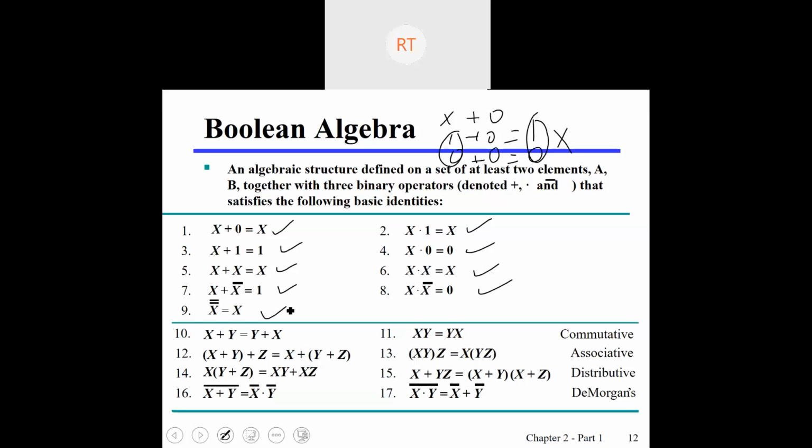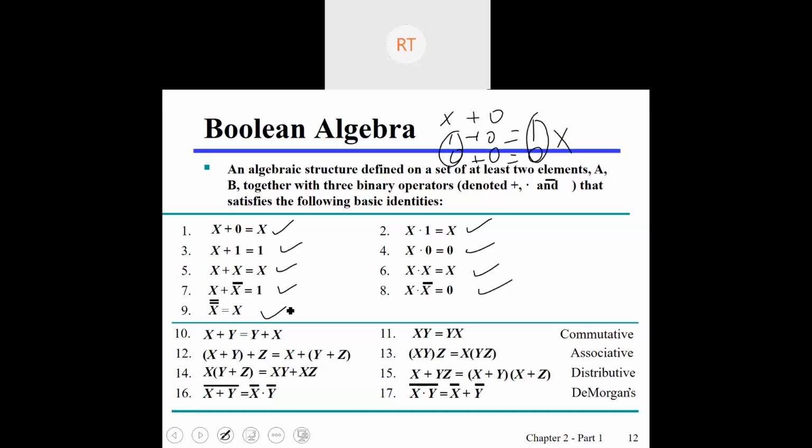X or Y is the same as Y or X. Do you agree? So if you are doing 0 or 1, it's the same as doing 1 or 0. It won't make a difference, because when drawing the gate, you will have two wires, and it doesn't matter which wire is first connected to the gate. This is commutative. Commutative also works for the AND. So doing X and Y is the same as doing Y and X, because I have two values. That's commutative. We move to associative.